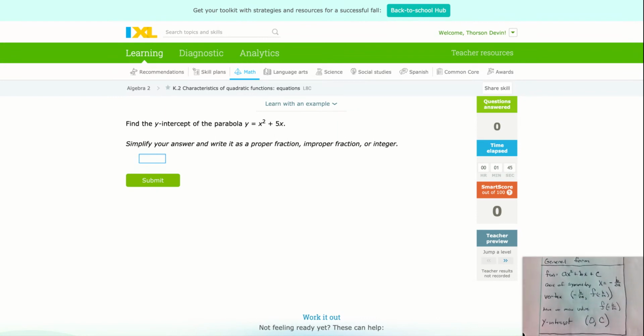So I'm going to go down to here, and it's asking to find the Y-intercept. Well, the Y-intercept is the C value, and don't get confused. This is ax squared plus bx plus c, where c is 0. So it's just 0.